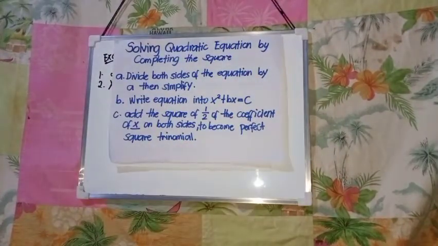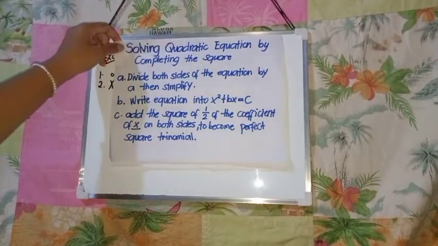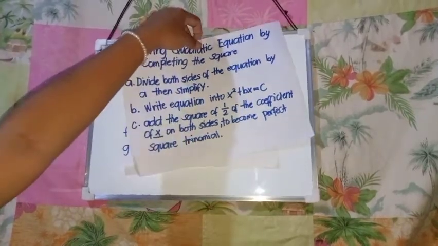Solving a quadratic equation by completing the square. First, we need to divide both sides of the equation by a, then simplify. After dividing both sides, next we will write the equation into the standard form, x squared plus bx is equal to c. Next, add the square of 1/2 of the coefficient of x on both sides to become a perfect square trinomial. So our target for this is to have a perfect square trinomial.